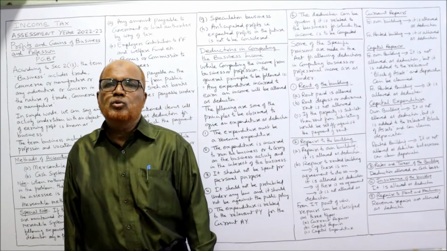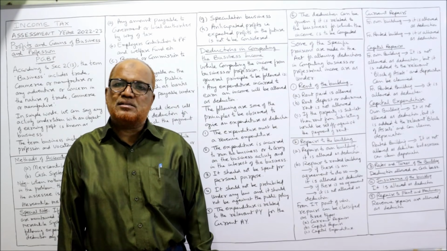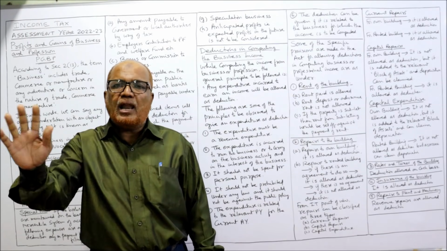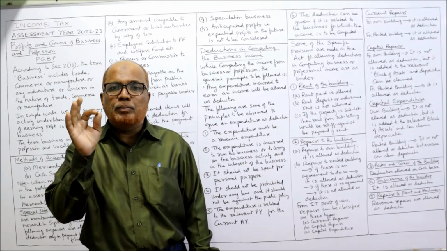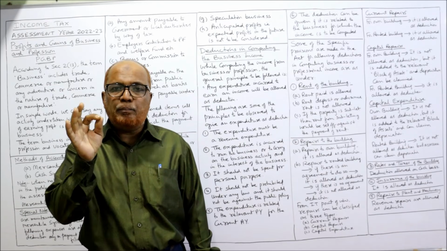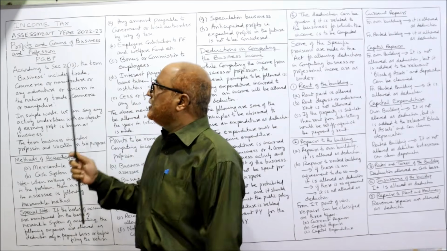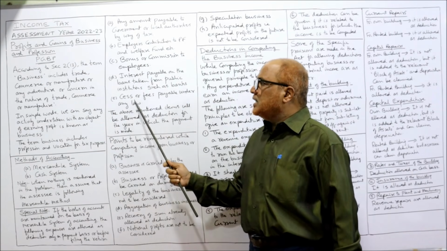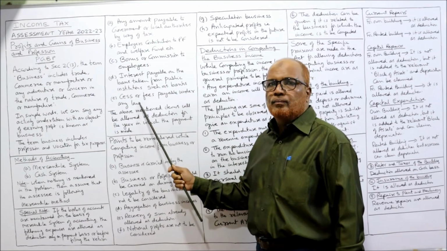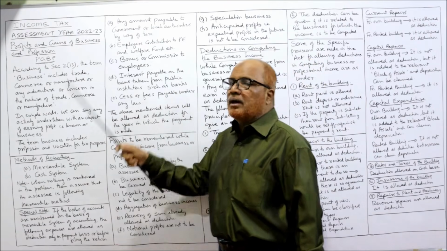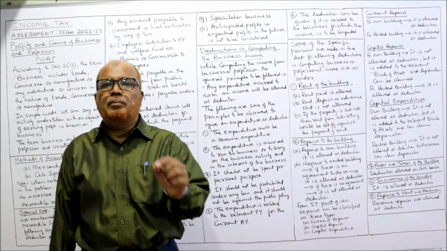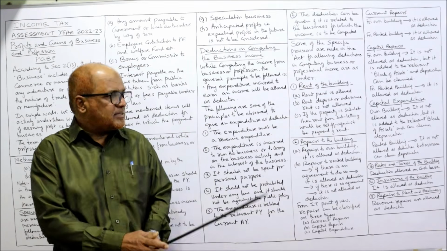Now, rates and taxes for the building. Rates and taxes like municipal taxes, local taxes, etc. will be allowed as deduction provided they are paid. Only on payment basis will it be allowed. Just now I told you some exceptions. Any cess or fees payable under any law or any taxes payable to the government or local authority will be allowed as deduction only on payment basis.